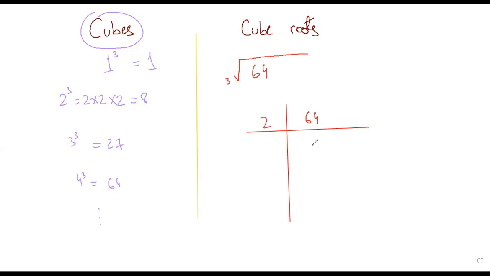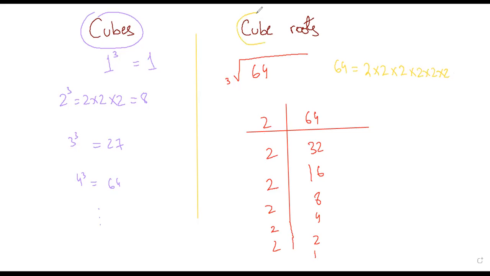2, 32, again 2, 16, again 2, 8, again 2, 4, and then I would have again 2, 2, 2 and 1. ठीक है, तो मेरे पास क्या आ गया? Now I know that 64 is basically equal to 2 multiplied by 2 multiplied by 2 multiplied by 2 multiplied by 2 multiplied by 2.